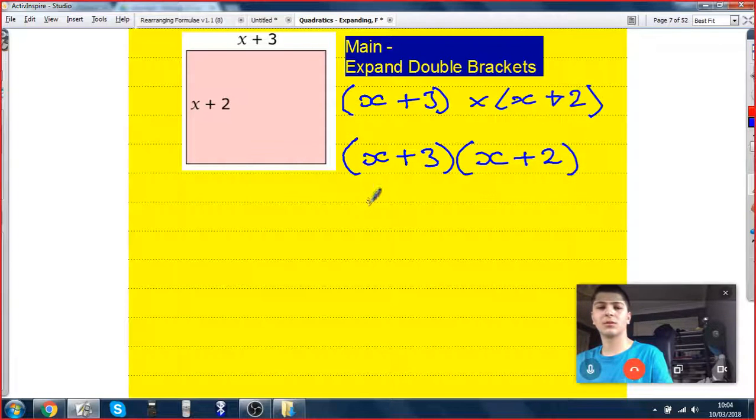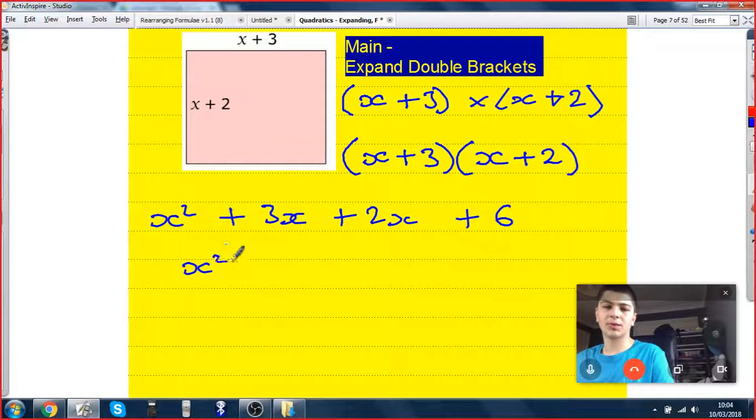Any idea how you expand that one? Would I expand it by doing x squared plus 3x plus 2x plus 6? Yep. And can you simplify that? Yeah, so would it be x squared plus 5x plus 6? That's it. X squared plus 5x plus 6.